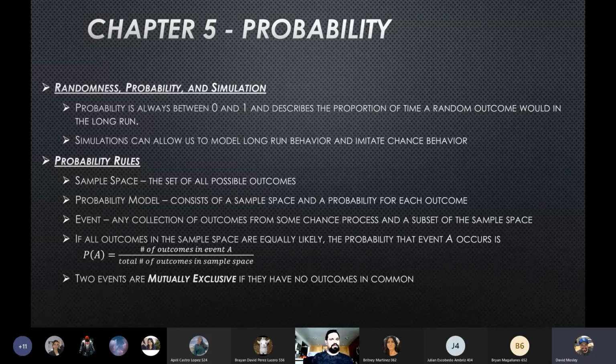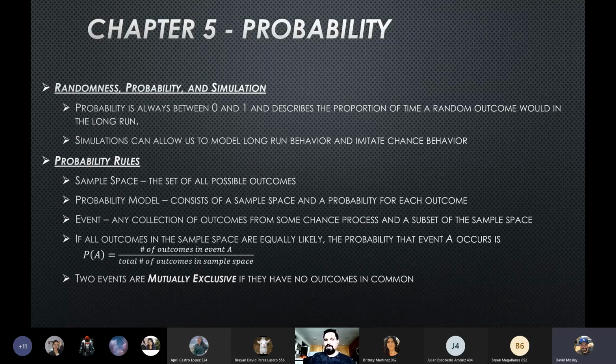Right? An event is any collection of outcomes from some chance process and a subset of the sample space. We could define event A as being rolling 2 dice and having a sum of 6 or less. Right? There's a certain number of outcomes that fit that event, out of the 36 outcomes. If all outcomes in the sample space are equally likely, which our example is, rolling dice, they are equally likely to land on any of the 6 sides between the 2 dice. Probability that event A occurs is the probability of A equaling the number of outcomes in event A divided by the total number of outcomes in the sample space.